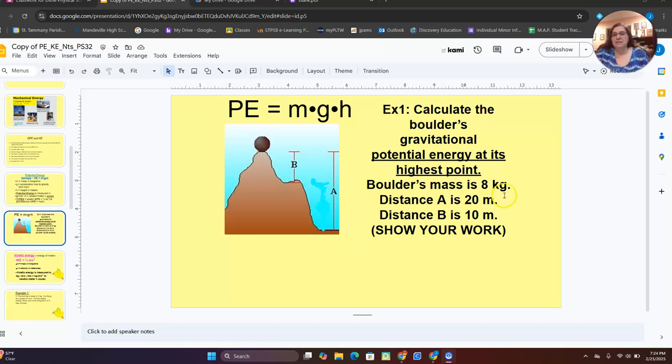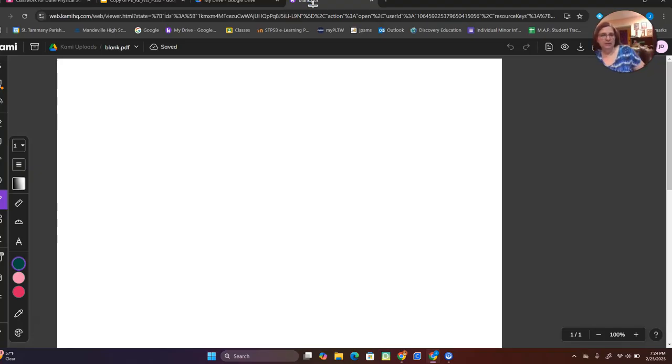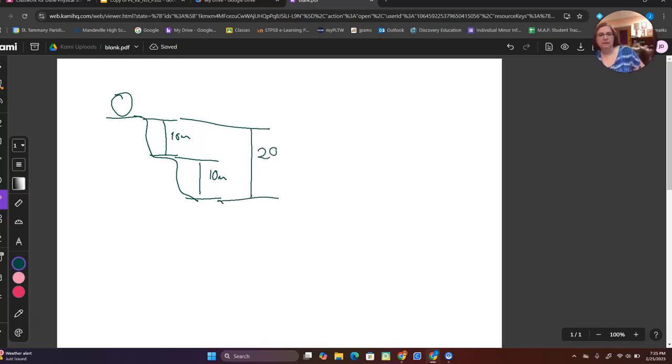Now the boulder has a mass of 8 kilograms. So let's look at what we would do with this. I'm going to redraw that picture. We have a height right here that is 10 meters, and then another height right here that is also 10 meters, so the total height from the top of the hill to the bottom of the hill is 20 meters. And we also know that the mass of our boulder is 8 kilograms.